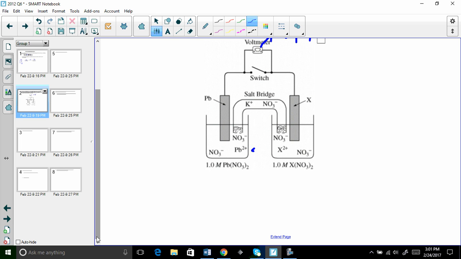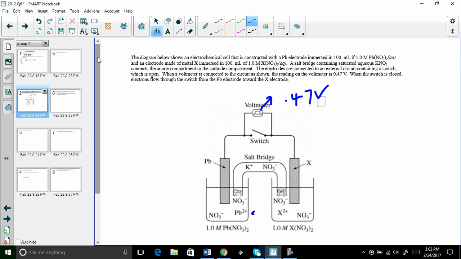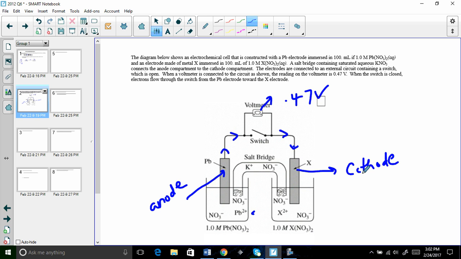Okay, so then I'm going to come down here. And the next question is, when the switch is closed, this is the part I forgot, sorry. When the switch is closed, the electrons flow through the switch from Pb to X. So basically they're telling you that the electrons are flowing this way. So in other words, this lead is the anode because oxidation occurs at the anode, and this X is the cathode, and all of that entails.